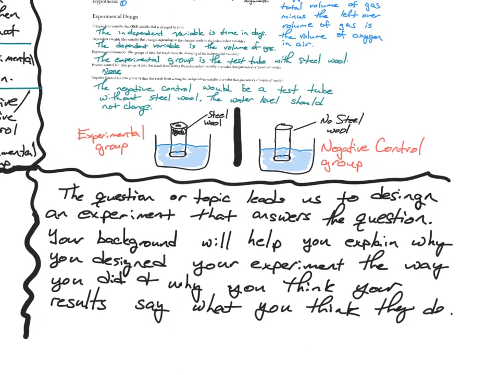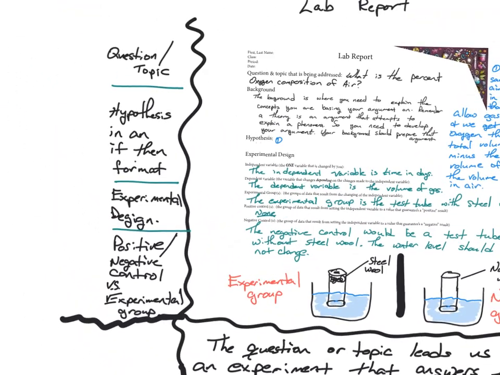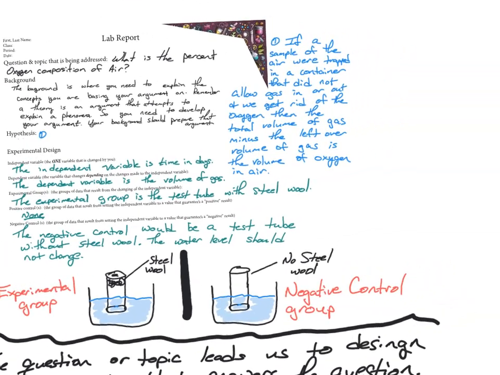So in summary, the question or topic leads us to design an experiment that answers the question. Your background will help you explain why you designed your experiment the way you did and why you think your results say what you think they do. So your background is going to help you with your reasoning. So the topics that were covered on this page of the lab report were the question and topic, the hypothesis in an if-then format. As you saw, it was in an if-then format. Let's make sure we look at that.